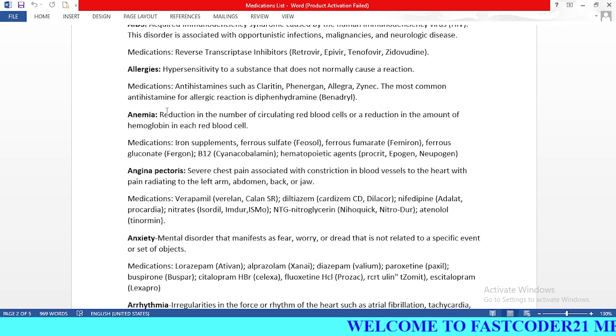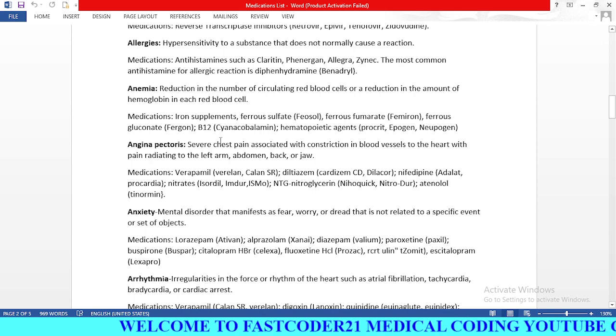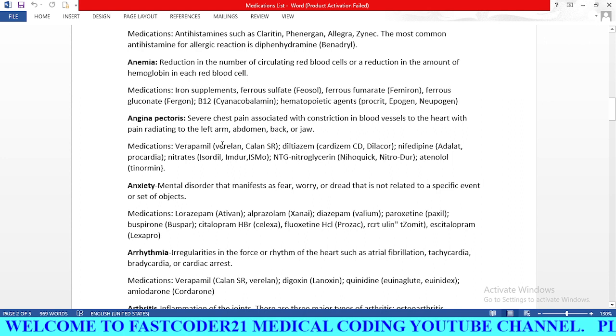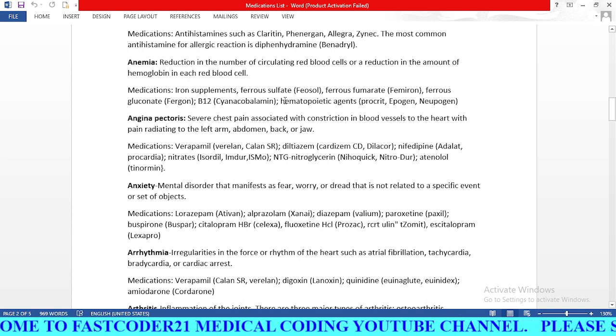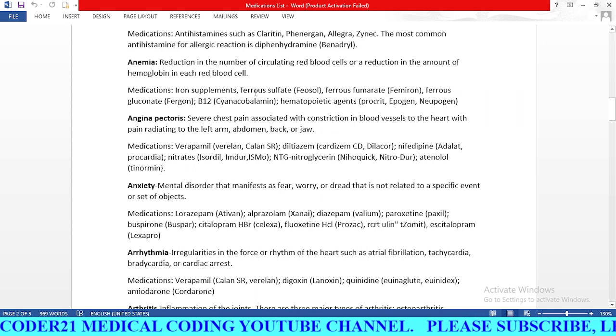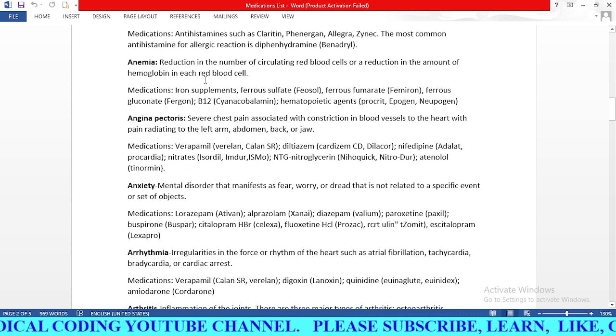The next one is anemia. What is anemia? A reduction in the number of circulating red blood cells or a reduction in the amount of hemoglobin in each red blood cell. What are the common medications? Iron supplements, ferrous sulfate or ferrous fumarate. For example, if you see ferrous sulfate in the documentation, you need to code anemia in the coding list.